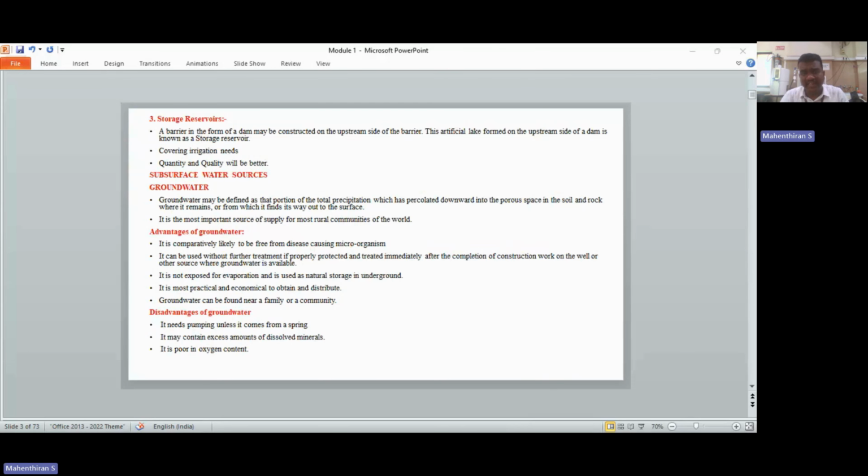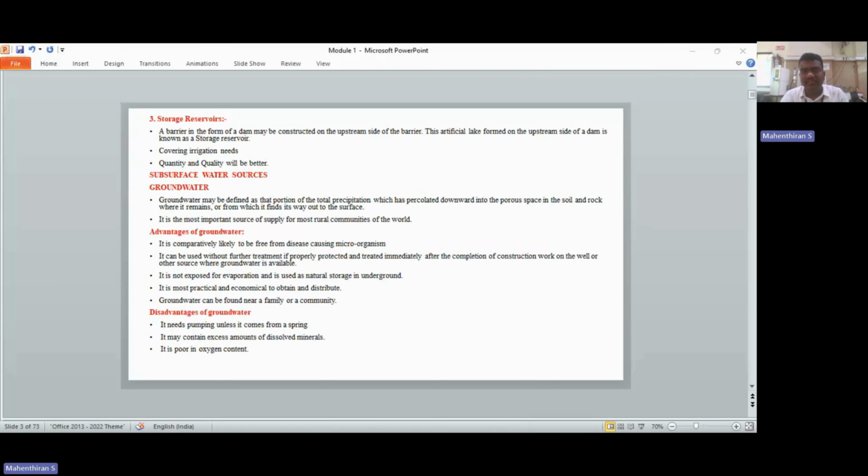Groundwater can be defined as the portion of precipitation, that is rainfall, that percolates downward through the soil and enters the pores and cracks in soil and rock formations. Some of this water remains stored underground, while some may eventually emerge back to the surface through springs and wells.